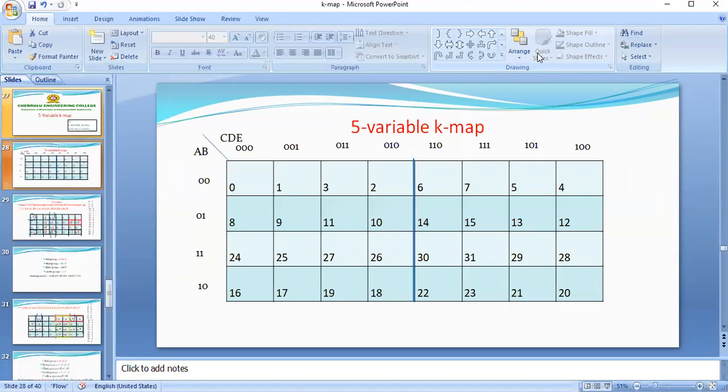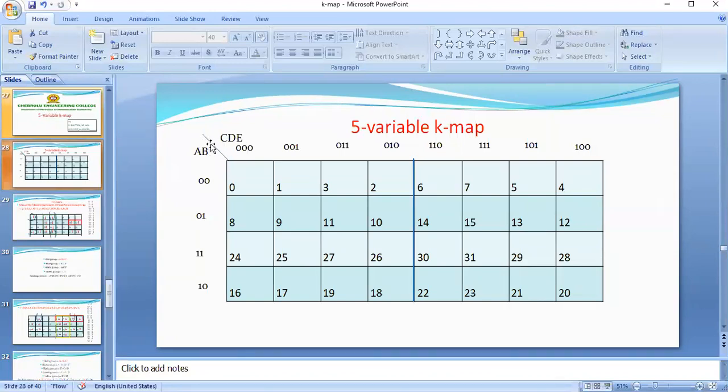For a 5-variable K-map, we have 2 power 5 cells, which means 32 cells. These 32 cells are numbered from 0 to 31. In this 5-variable K-map, I'm taking the variables A, B, C, D, E.